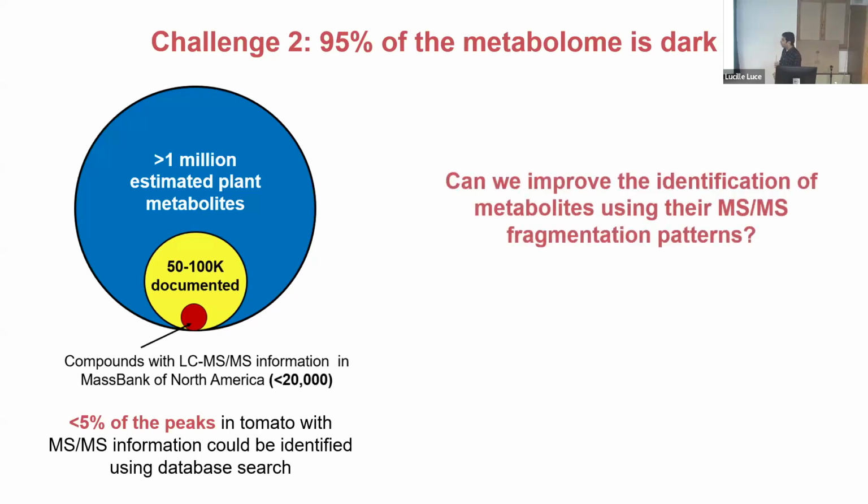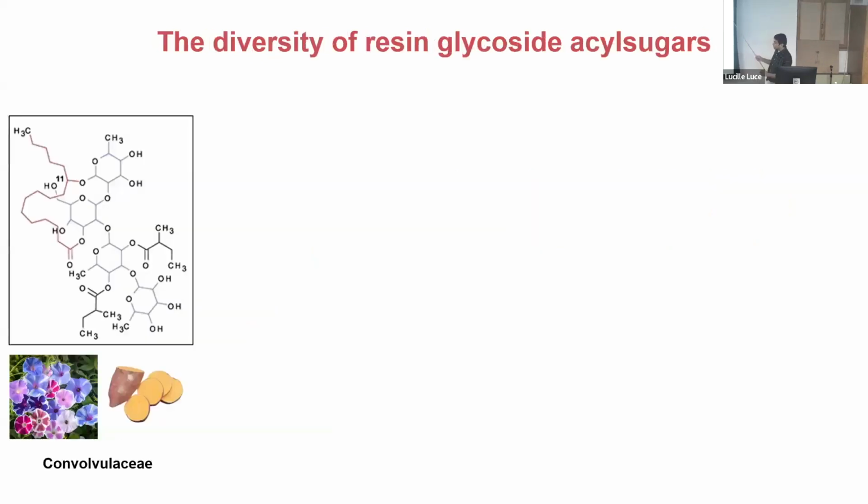We have been trying to work on, as part of our research, looking at if we know the fragmentation pattern of these metabolites, can we get better insights into this 95%? Okay. I'm going to give you this case study of resin glycosides, which are chemicals produced in convolvulaceous species that include sweet potatoes and some other horticulturally important crops.